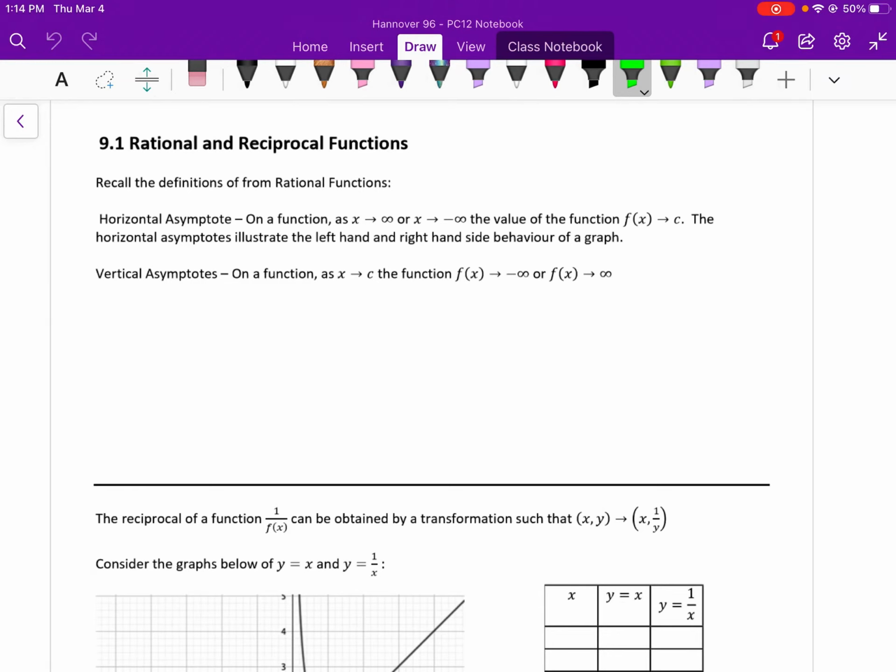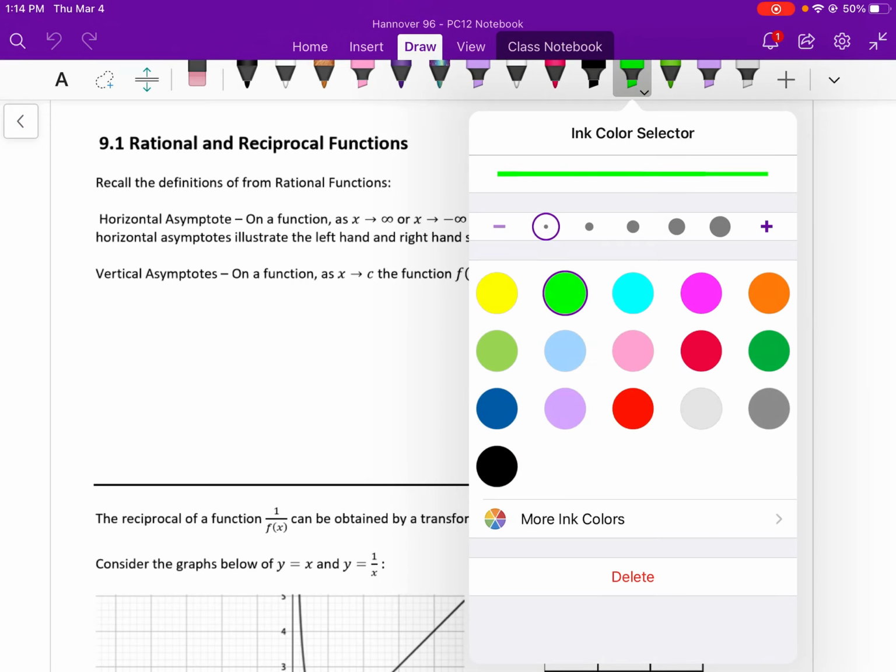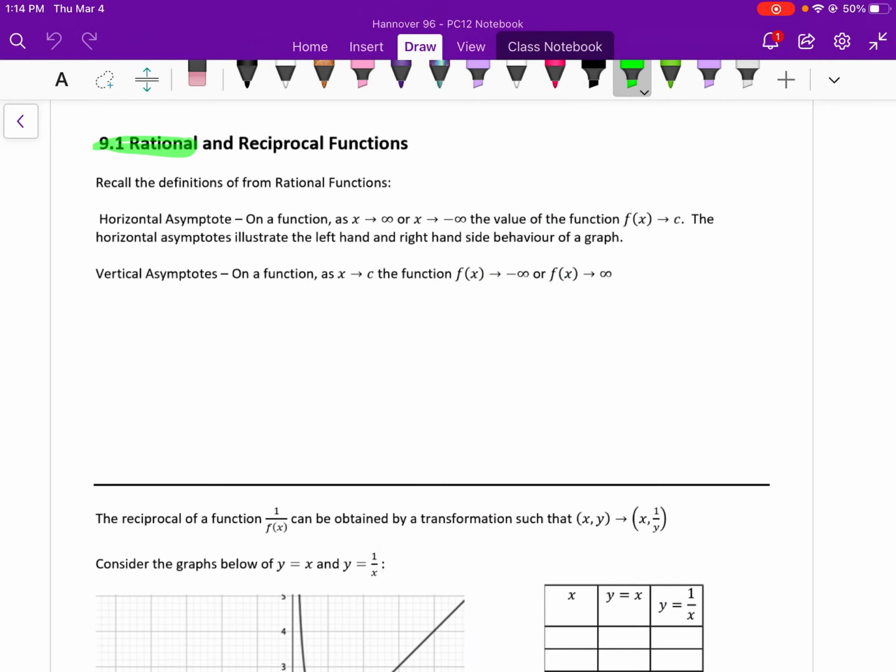9.1, rational and reciprocal functions. So if you are watching this and the year is 2021 and it's beginning of March, it is an important lesson, the rational functions that we took in class. We're going to build on that knowledge of rational functions, and really this should be a straightforward lesson.